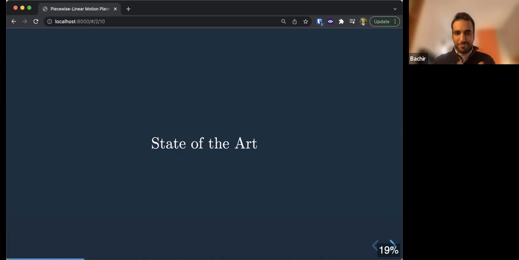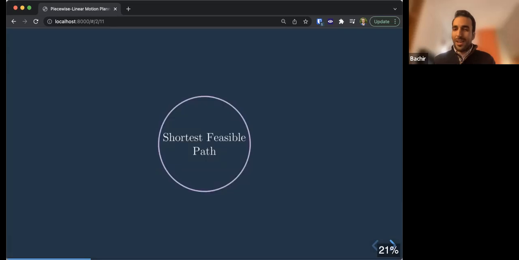I've presented to you polynomials and what we can do with them. Now let's go back to the motion planning problem. If I describe a motion planning problem to you, how do you compute the shortest feasible path? By feasible, I just mean a path that does not collide with obstacles.